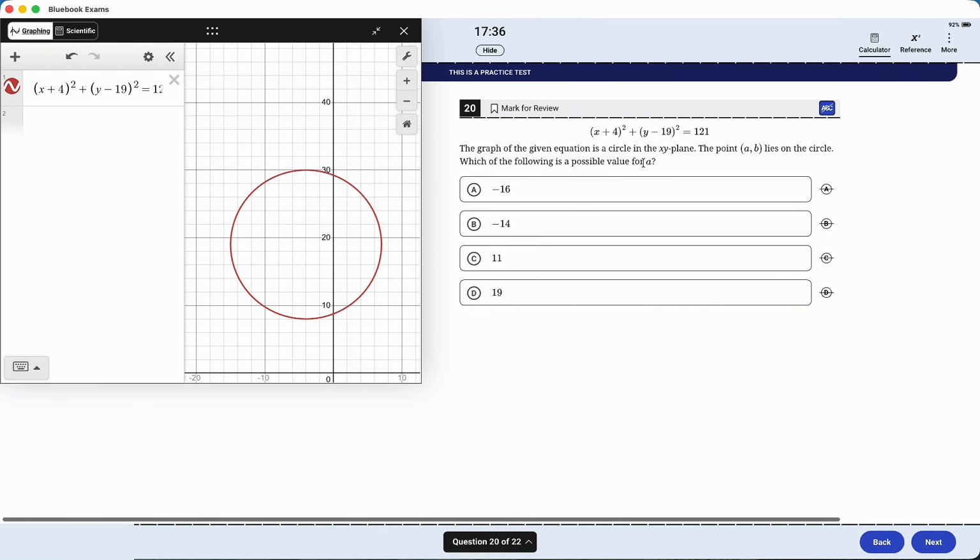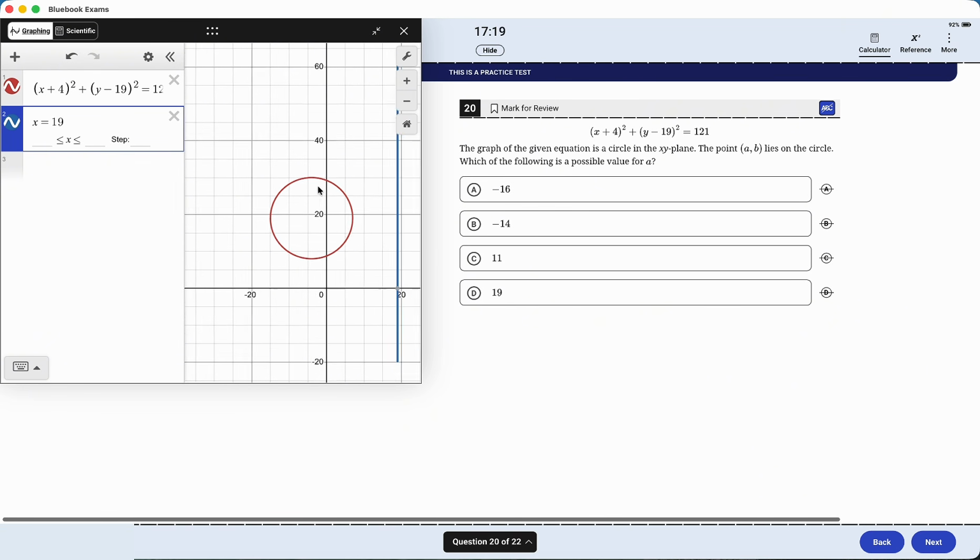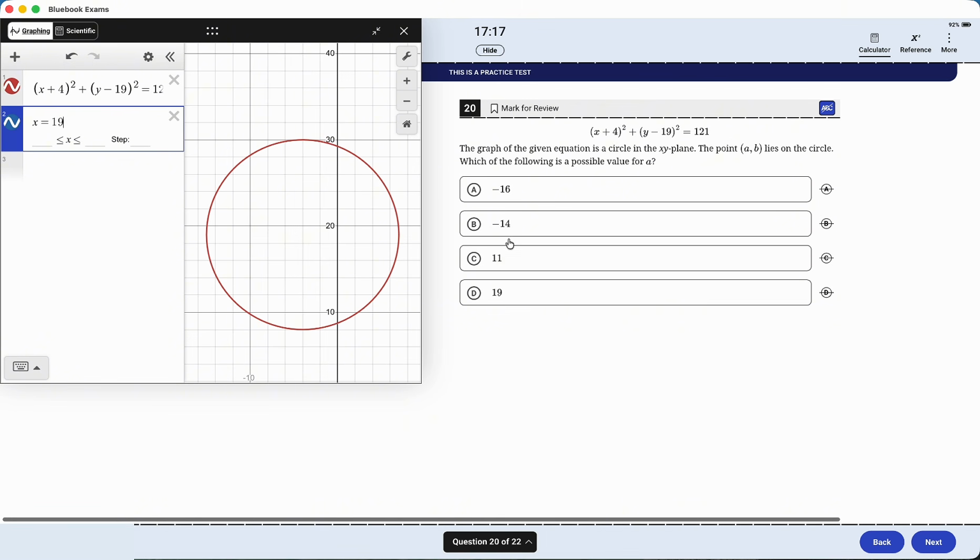The question says the point (a, b) is on the circle. What's the following point for a? There's a few ways you could do it. A just represents our x value. So you see, I can just say x equals -16, and I see that's not on the circle because it doesn't intersect the circle. -14, that's going to be our answer. Let me show you the other ones. 11, you see not on there. And then 19, also if we zoom out, not going to be on there, right? So it's just going to be -14, we said.